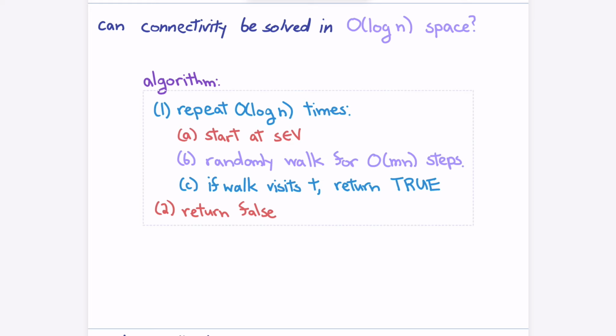We're going to start at some vertex. I'm going to randomly walk for mn steps, and if I reach t, then I return true. That'll work with constant probability, so we'll repeat log n times. So you'll succeed with high probability, assuming steps A, B, C work with constant probability.